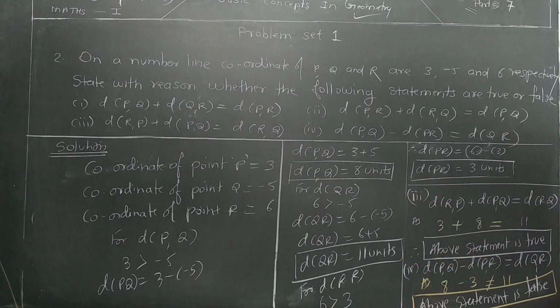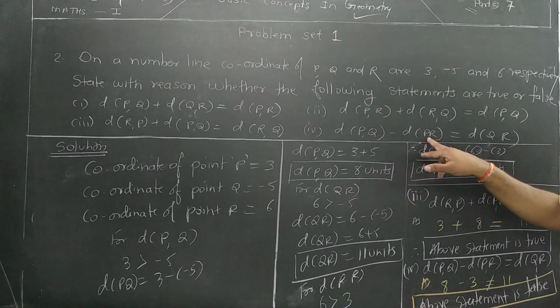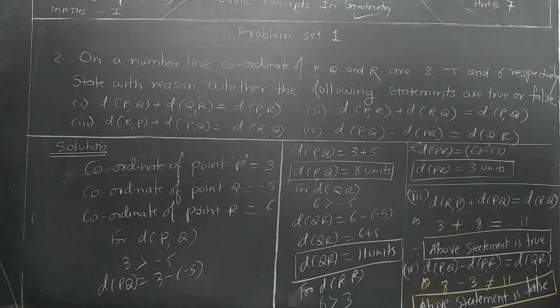That is okay. PQ is how much? 8. And PQ minus PR is equal to QR. It is not possible. That's why it is false. Copy it down properly.